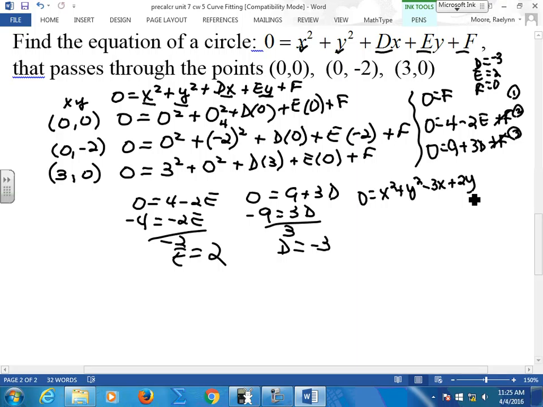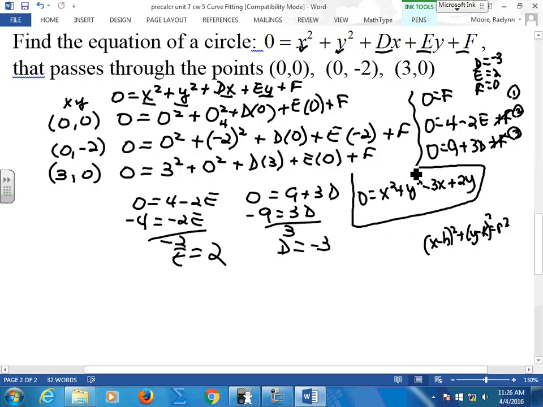This is your standard equation for a circle. Now, the reason it looks so different from your circle is because we didn't complete the square. Normally we would complete the square and you would see it like x minus h squared plus y minus k squared equals r squared. That's the next unit we do. So this is not bad, right?